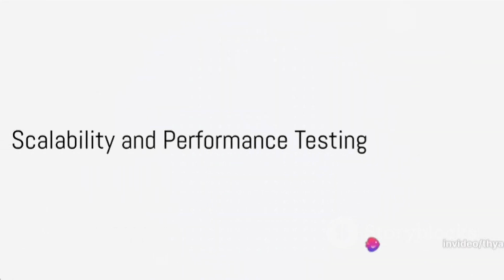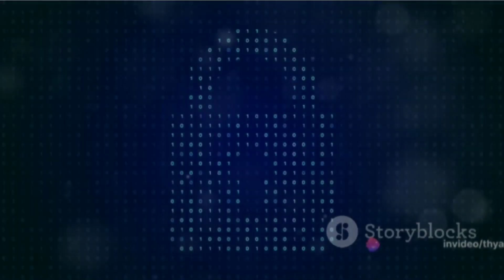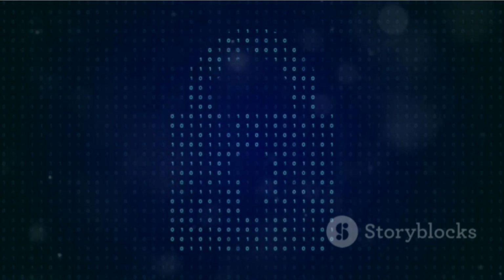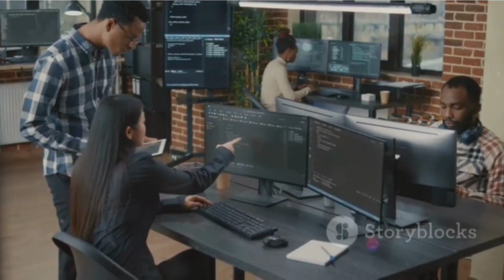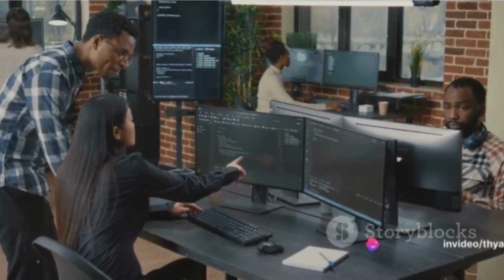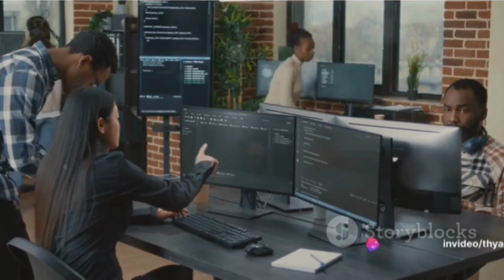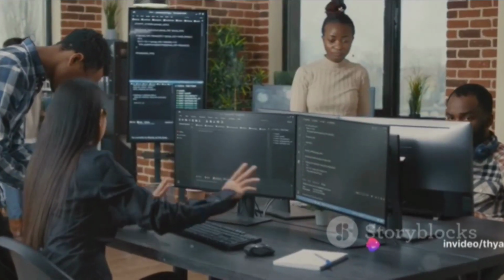Finally, item 15. Scalability and performance testing. While not directly related to security, ensuring the application can handle load and scale gracefully can prevent denial of service attacks. An application that crashes under high load could be exploited to cause a denial of service.